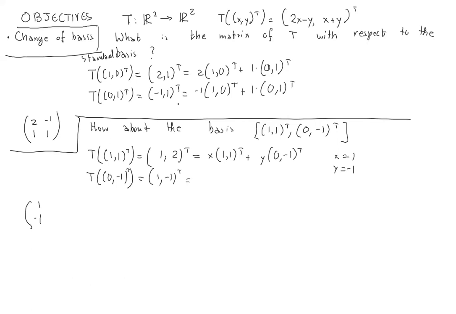And again I can put this as x times (1, 1) plus y times (0, negative 1). And then I will have to solve it. x will end up being, again, 1, and y should be equal to 2, not negative 2. So you will get 1, 2. And that will be your matrix. So you see, the matrix depends on what basis you choose.